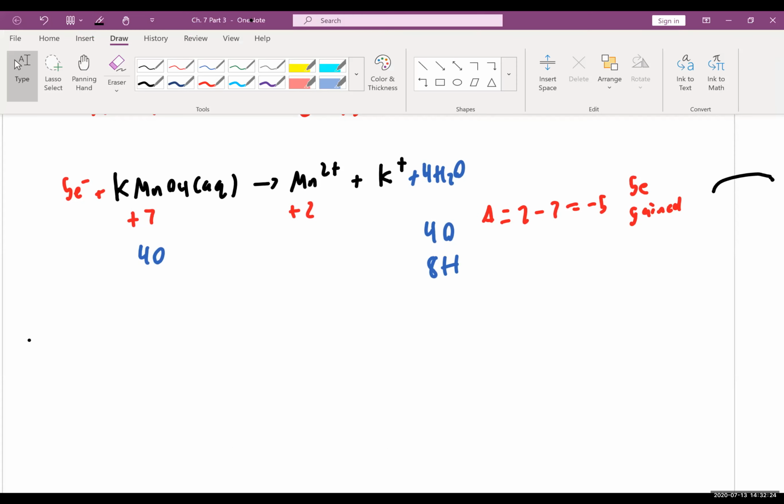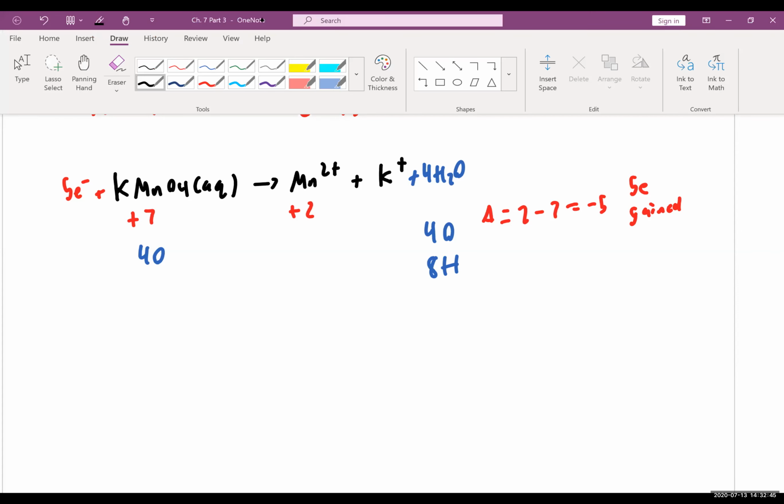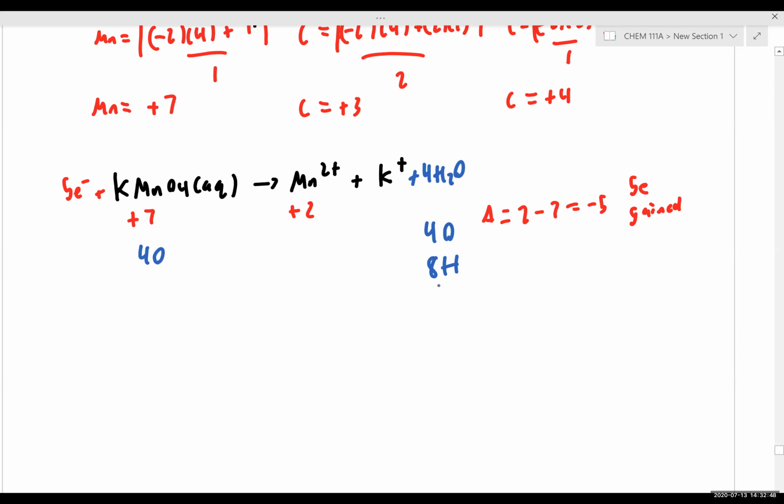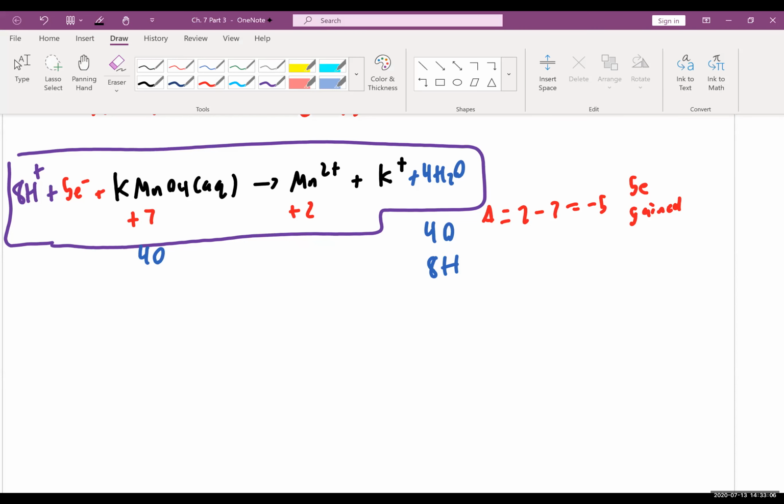Okay, so as we discussed, we're continuing on and balancing each of our redox half reactions. We balanced our main atom, manganese, and we counted that we had 5 electrons gained. Now we balance oxygen by adding water, and then we balance hydrogen by adding H plus. We have 8 H plus on the right, so we're going to add 8 H plus to the left. So now we have our complete and balanced half reaction, and we're going to repeat this process for our oxalate reaction.